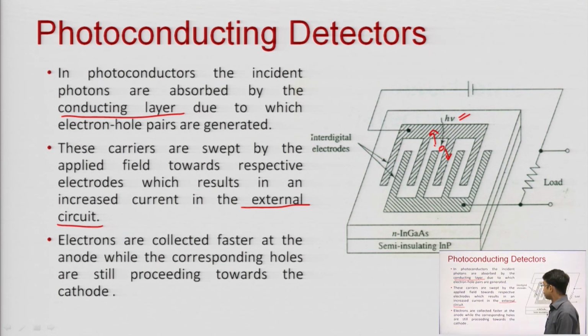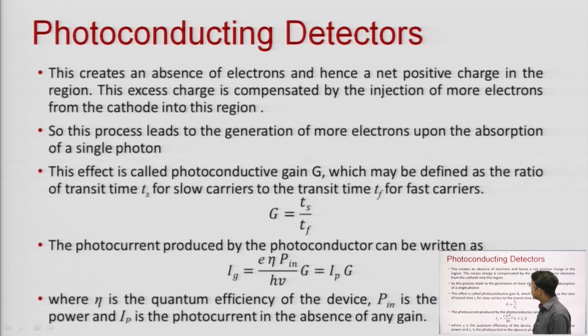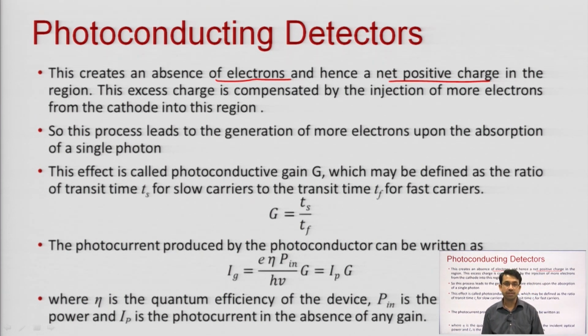Now, we know electrons move faster than holes. So, electrons are collected faster at the anode, while the corresponding holes are still proceeding towards the cathode, because holes are slower than electrons. What happens then? This creates an absence of electrons and hence a net positive charge in the region, and due to this more electrons are injected from the battery terminal, and this further increases the current.